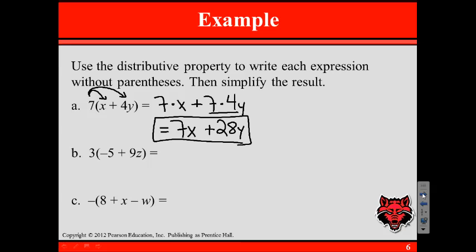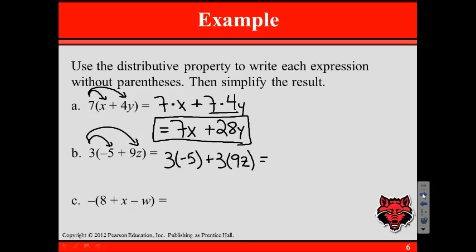And that's how we use the distributive property. Let's try a few more examples. Now we have 3 times the sum of negative 5 plus 9z. Again, I draw my arrows so that I know where the 3 is going, where it's being multiplied. So I start with 3 times negative 5 plus 3 times 9z.